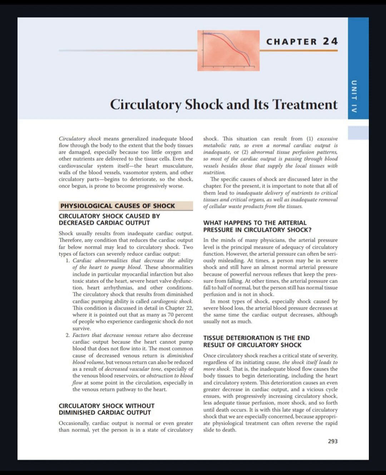Circulatory shock without diminished cardiac output. Occasionally, cardiac output is normal or even greater than normal, yet the person is in a state of circulatory shock. This situation can result from excessive metabolic rate, so even a normal cardiac output is inadequate, or abnormal tissue perfusion pattern, so most of the cardiac output is passing through blood vessels besides those that supply the local tissue with nutrition. The specific causes of shock are discussed later.